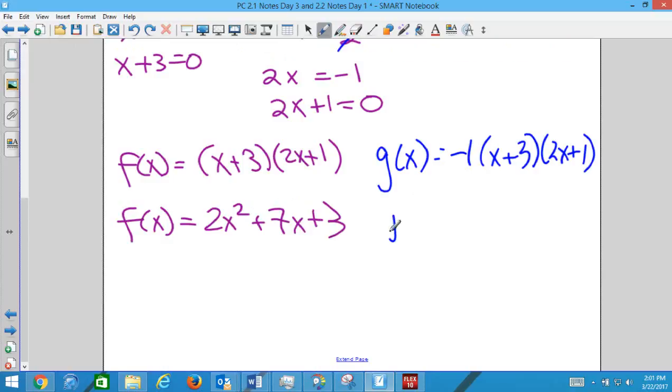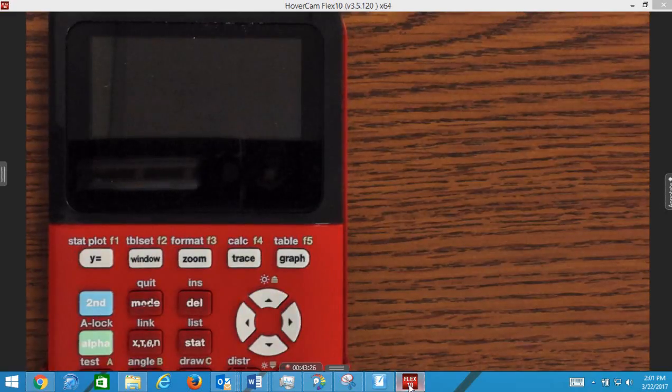And then you just FOIL it out. You really only have to do it once if you choose the same number. I'll put it back up.